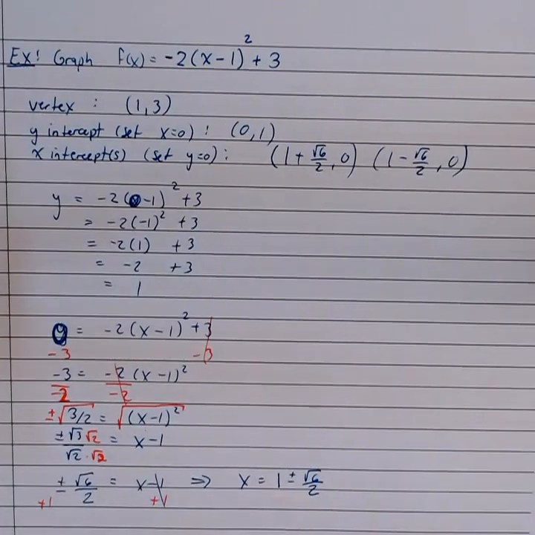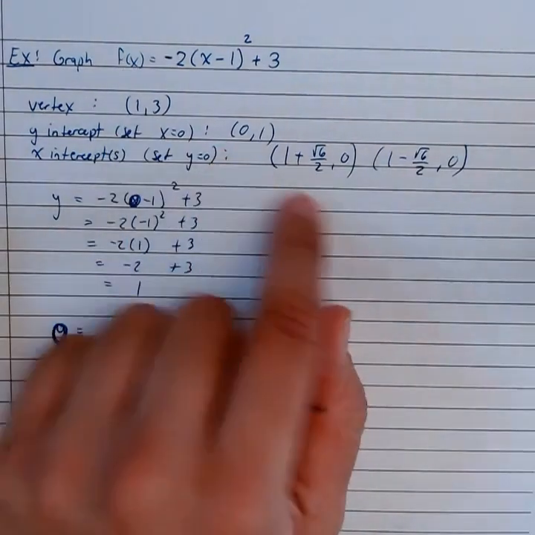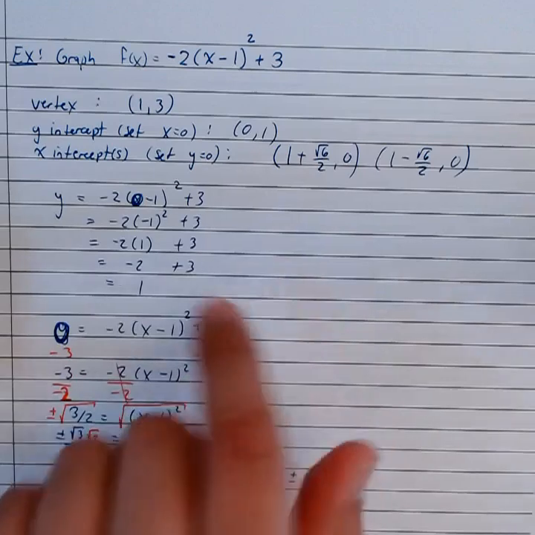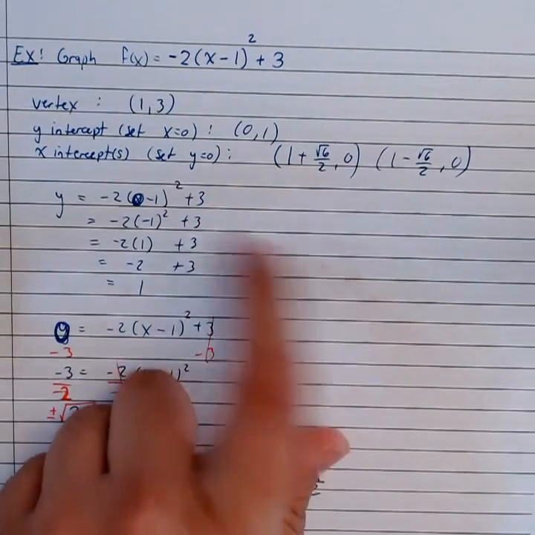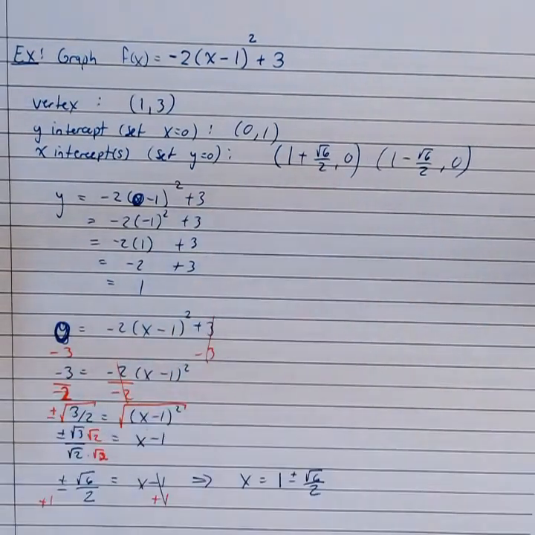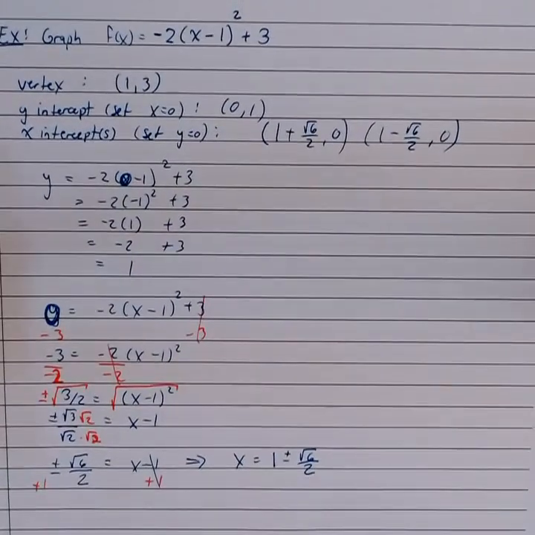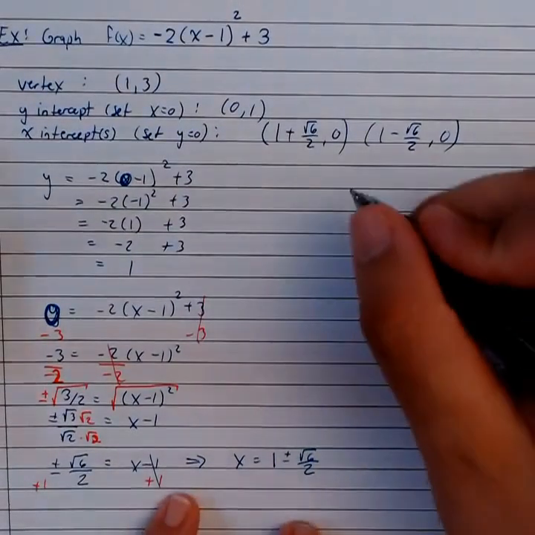Just like that. So now, these points combined with the shape of a parabola will give me the graph of this function. So let's go ahead and do that. Let's go ahead and form a graph.